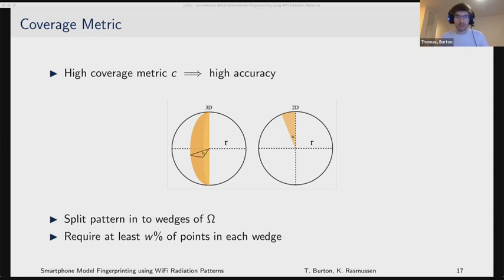Now, the problem with this is, because we can do this at any time, clearly if we don't have many points, or points cover a very small area of the pattern, the accuracy is going to be fairly low. So we need some form of coverage metric. What we want is a situation where a high coverage metric implies a high accuracy, and I'll explain in my evaluation in a second how that holds.